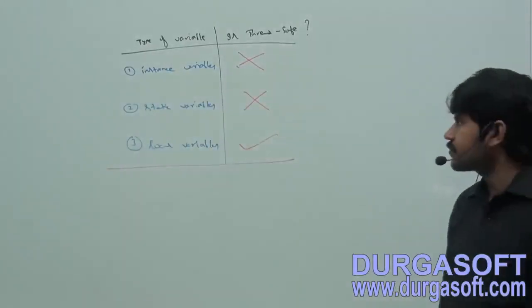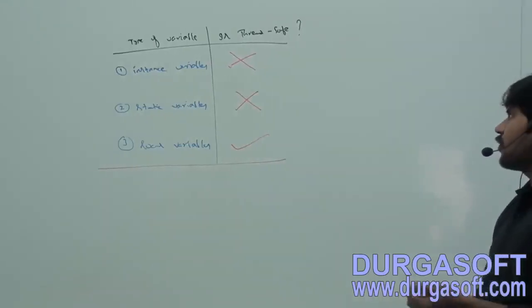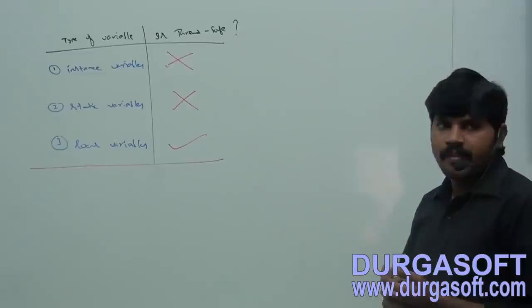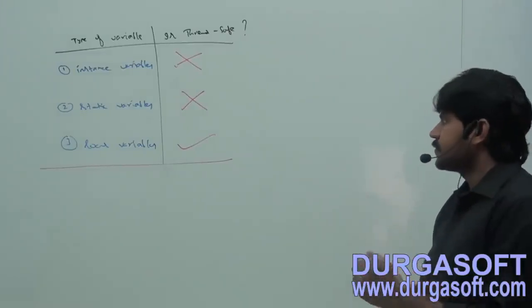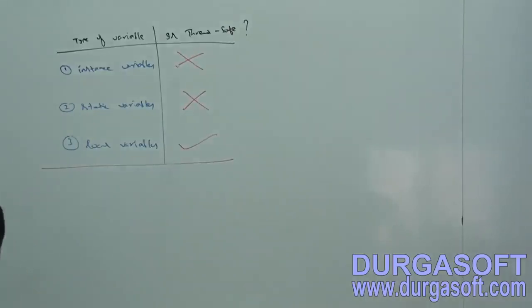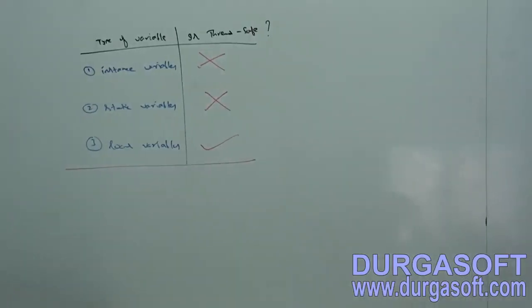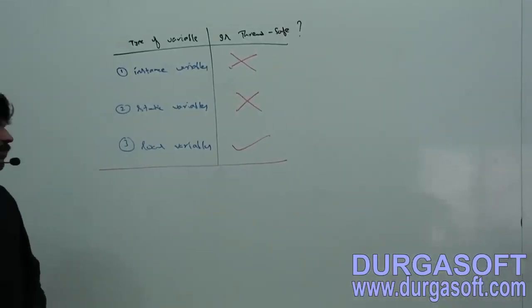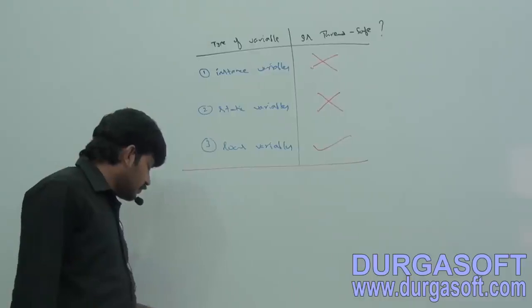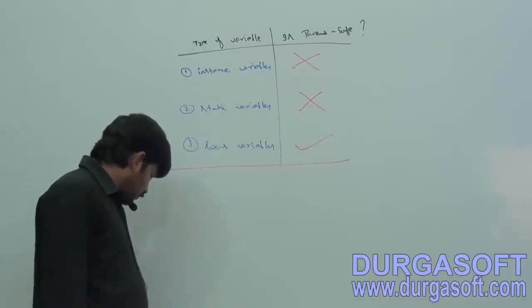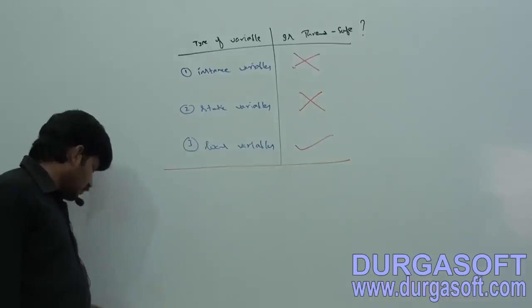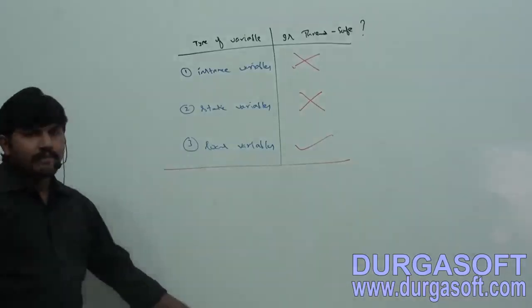Which type of variable is thread safe or not? Instance variable, static variable, local variable. Completed, right?